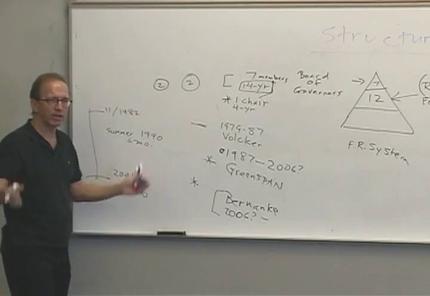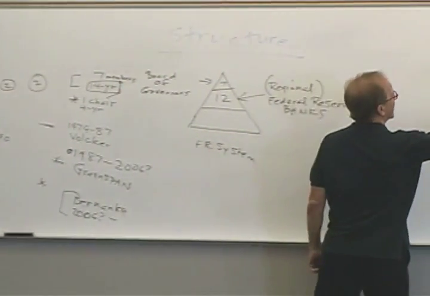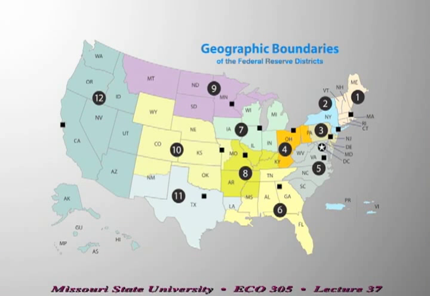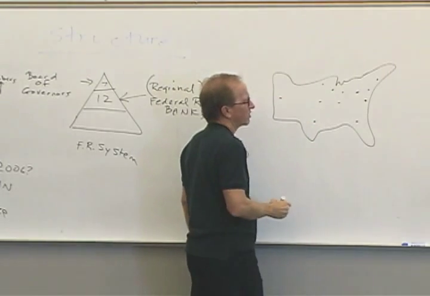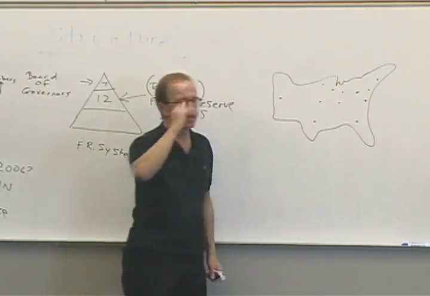Okay, scattered around the United States. I wonder if I can do this. Let's see if we can name them all. Boston, New York, Philadelphia, Richmond, Virginia, Atlanta, Chicago, Cleveland, Minneapolis, St. Louis, Kansas City, Dallas, San Francisco. Let's see how many I left out. 1, 2, 3, 4, 5, 6, 7, 8, 9, 10, 11, 12. Hey, didn't leave any out.